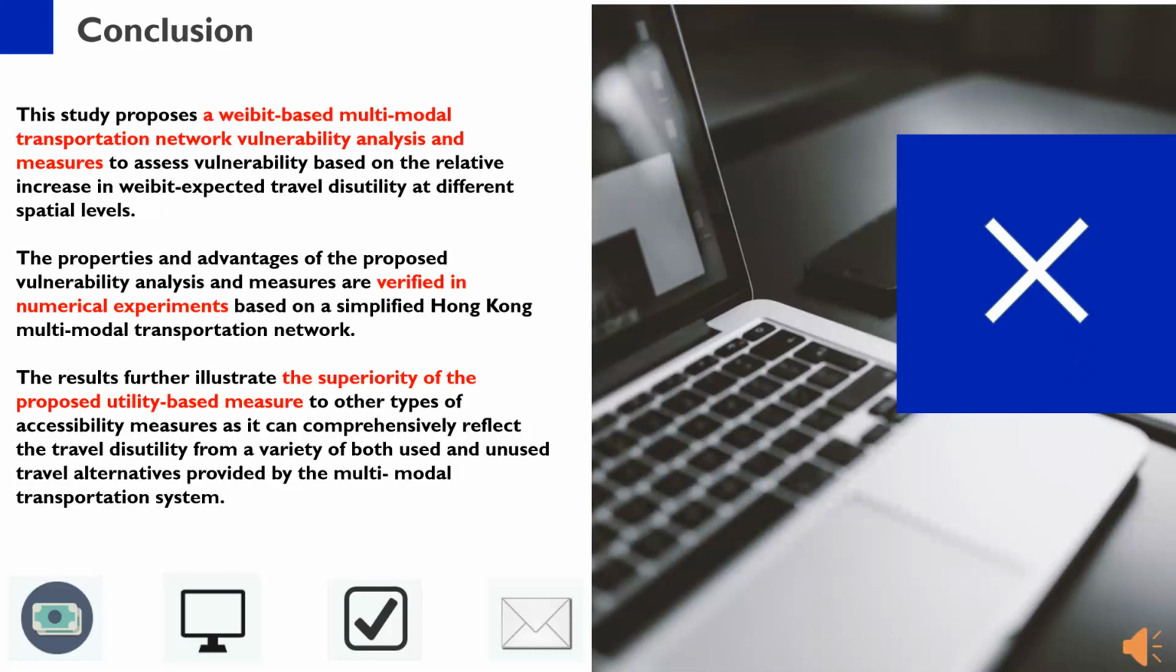On the basis of the proposed network vulnerability analysis method and measures, there are several potential directions for future studies. 1. Develop a hybrid logit-based and weibit-based vulnerability analysis for consideration of both relative and absolute degradation. 2. Consider more choice dimensions to avoid the overestimation of vulnerability, and so on. 3. Derive an accessibility-based vulnerability measure that considers the features of emerging technologies. 4. Develop a probabilistic vulnerability analysis method to further consider the occurrence probability of disruptions and the uncertain variation in post-disruption performance.